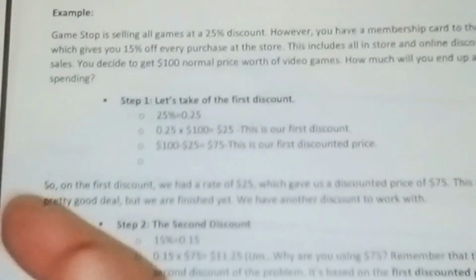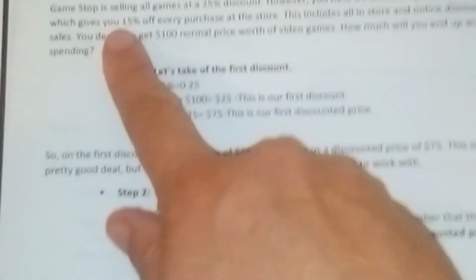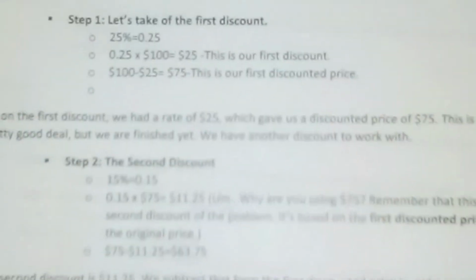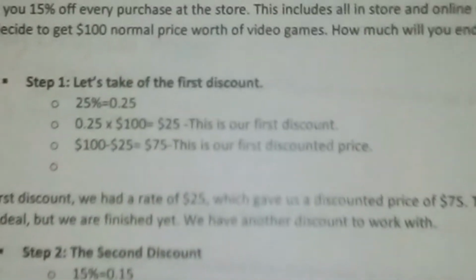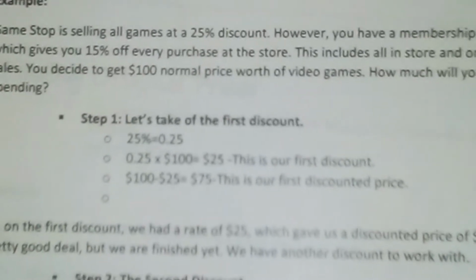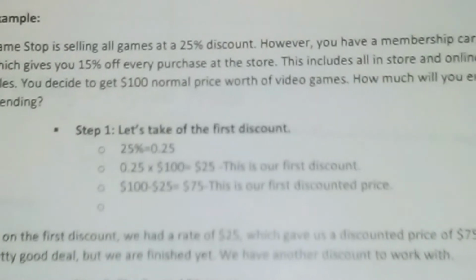So the second step is, of course, dealing with that second discount. So our second discount value is 15%. So we are going to change 15% to a decimal to get 0.15. So like before, we're going to multiply 0.15 times 75.